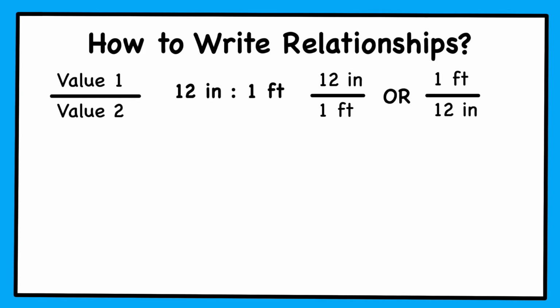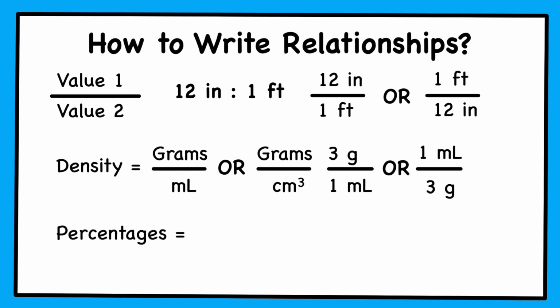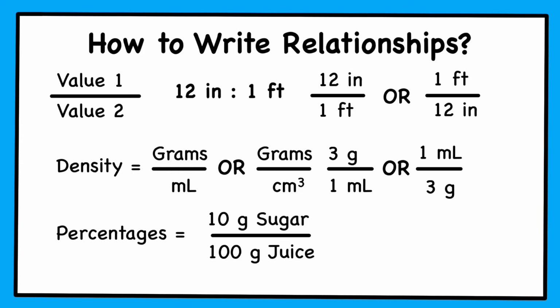Note, not only do we know the relationships to make the conversion factors, but we also can use derived units to make relationships. So, bringing back our last video, our example of density is grams per milliliter or grams per cubic centimeters. Let's say the density of a substance is 3 grams per milliliter. Then I could represent this by writing 3 grams over 1 milliliter, or flip it if I really need to for dimensional analysis. Finally, our percentages can be used as conversion factors. So if a juice contains 10% sugar, then we can say that it contains 10 grams of sugar per 100 grams of juice. So I can represent that as 10 grams of sugar over 100 grams of juice, or 100 grams of juice over 10 grams of sugar.